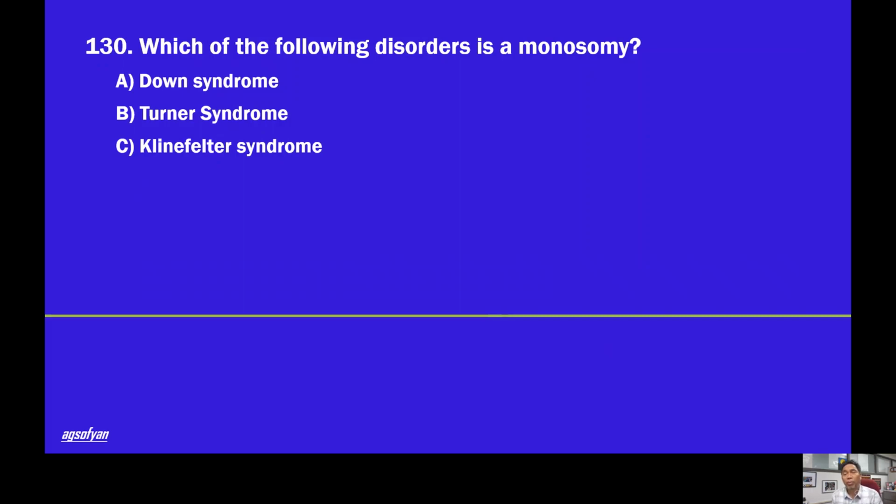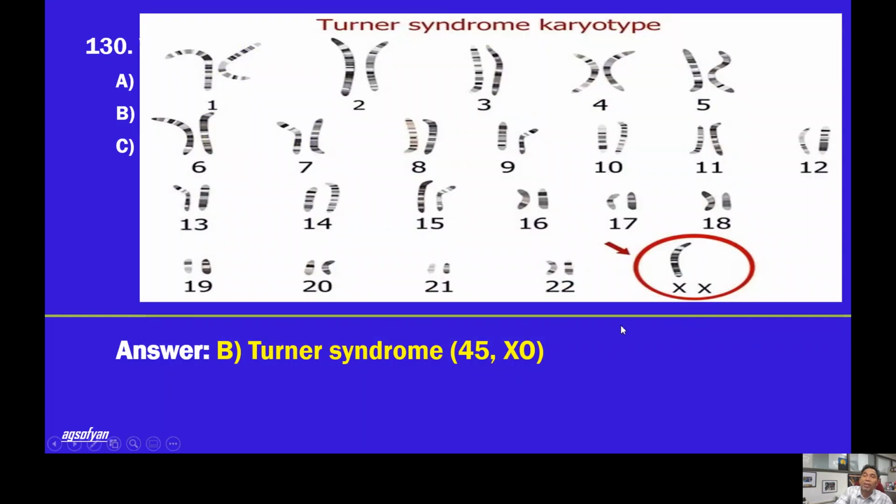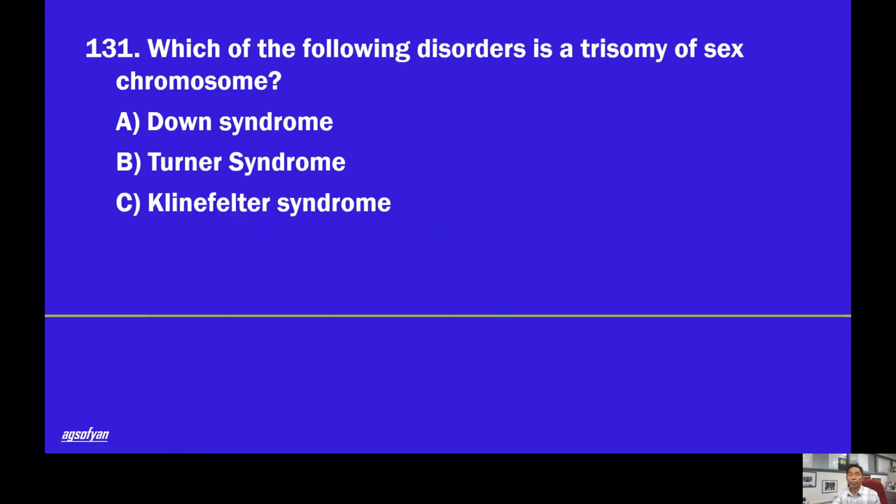Which of the following disorders is a monosomy? Down syndrome, Turner syndrome, or Klinefelter syndrome? Choose your answer. The answer will be Turner syndrome, because Turner syndrome lost 1 chromosome, so the pair will only have 1 chromosome, mono. So it's called a monosomy. If you see this karyotype of Turner syndrome, the sex chromosome is only 1 X. So this is Turner syndrome, only 45 chromosomes with only one X chromosome.